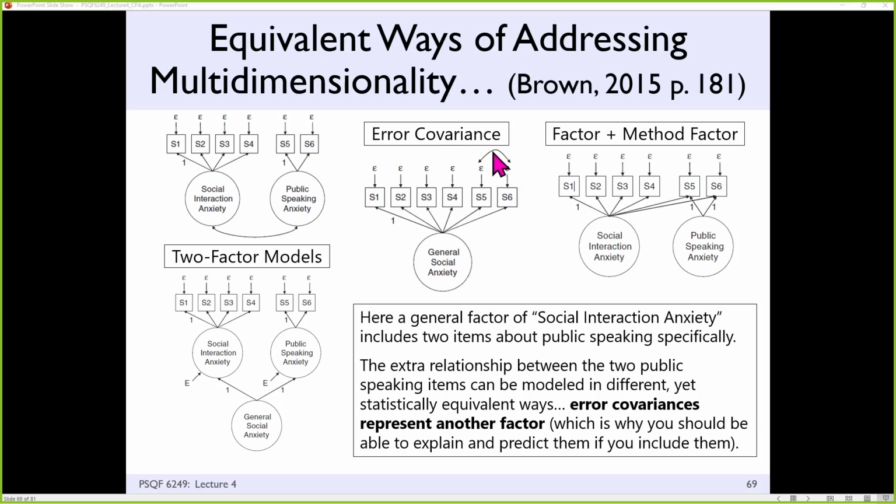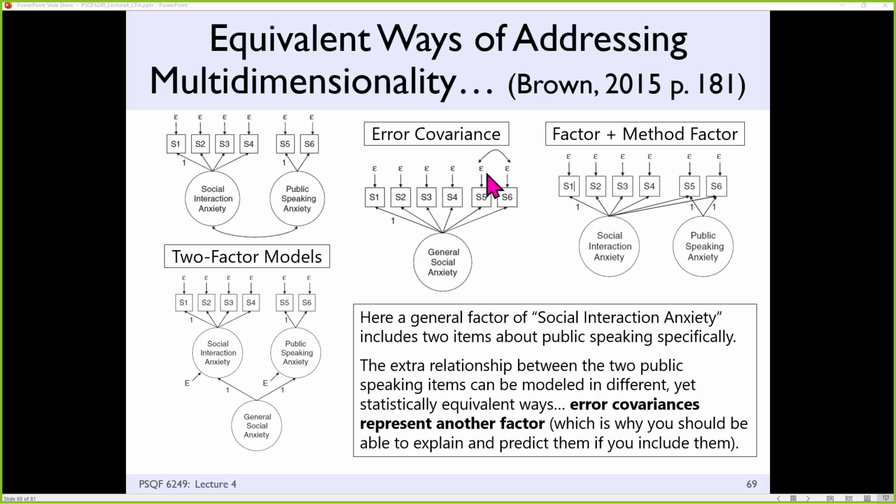Okay, so I would rationalize this by saying, well, these 2 items are about a particular facet of social anxiety, which is getting up in front of people and talking, so that's why they have that relationship. Seems reasonable. An alternative would be something like, no.